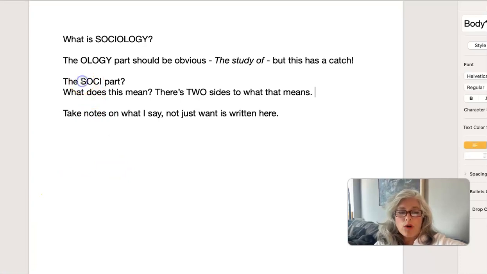So I have on the board over here, sociology, the soci part of the word, that there's two sides to what that means. Notice I have not written them on the board for you because I'm not going to write every single thing on the board. Part of note taking is that you have to listen to the nuggets of information I'm saying and stop me and write it down. So I intentionally did not write this down on the board because you need to learn how to take notes from these video lectures.